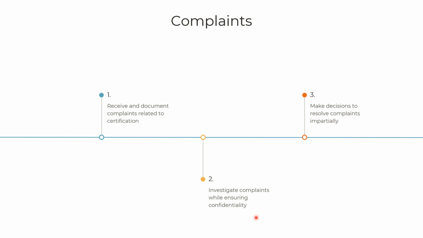Next, we move on to investigate the complaints while ensuring confidentiality. This step involves a thorough examination of the complaint's details, ensuring that the investigation is carried out with discretion and respect for all parties' privacy. The investigation must be objective, and all findings should be well documented. The third step is to make decisions to resolve complaints impartially.